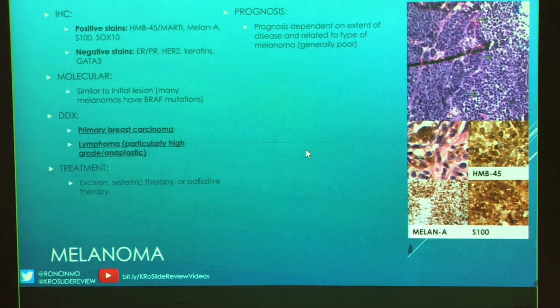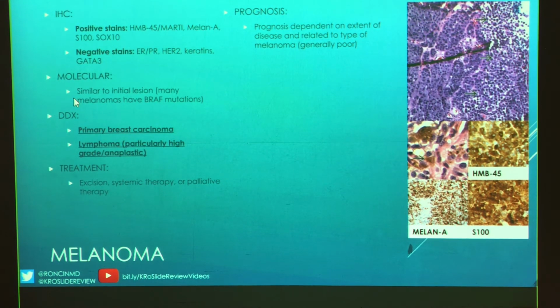Okay, so your melanoma stains: HMB45, Melan A, S100, SOX10. Negative stains, so again, it's not a breast lesion, so your hormones are going to be negative, HER2 is going to be negative, keratins, GATA3, and your molecular are going to be very similar to whatever the initial lesion was.